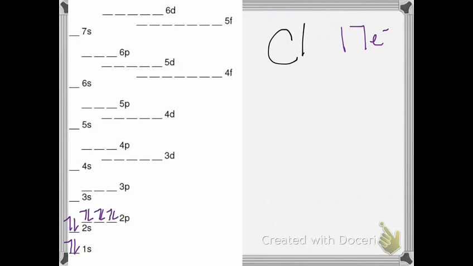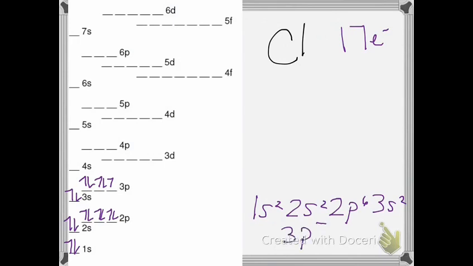Our next ones are going to go in 3s. 1 up, 1 down. That gives us 12. So then we need to work it out till we get to 17. So let's do 1 up each in 3p. That gives us 15. And now we need 2 more, so we do 2 downs. Awesome. And so what's our electron configuration going to look like for this? 1s2, 2s2, 2p6, 3s2, 3p5. There we go.